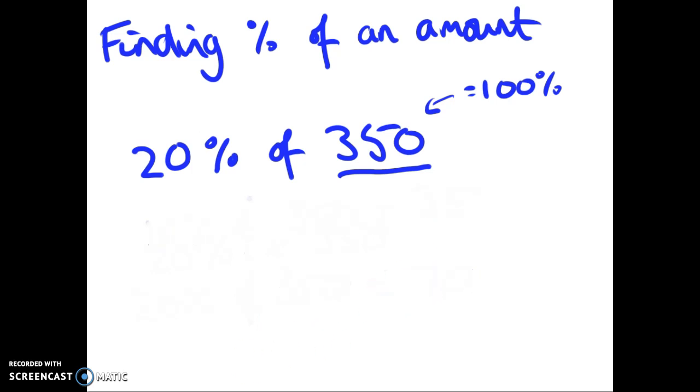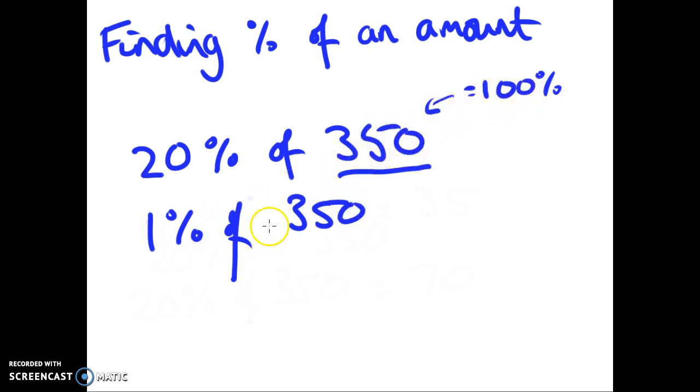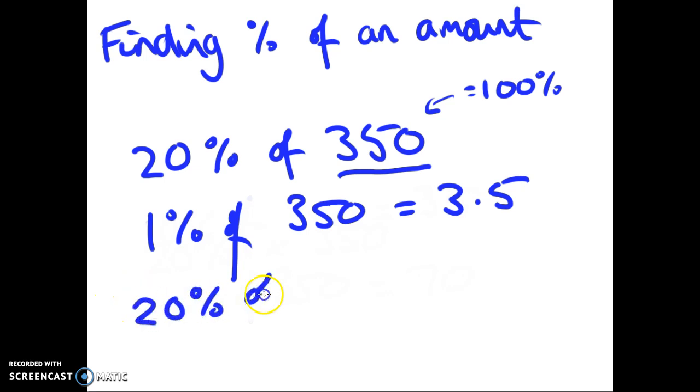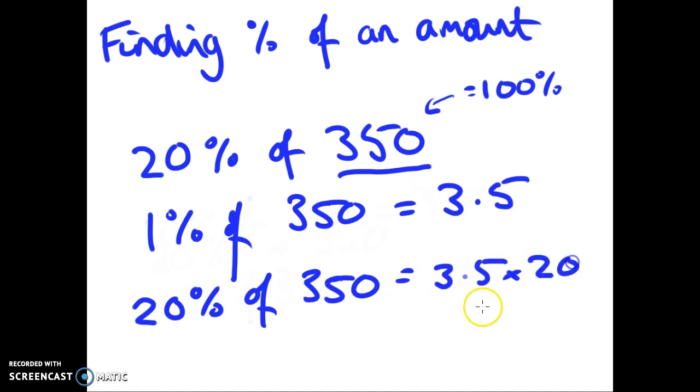The other way you could do it is, instead of going to 10% first of all, you find 1% of your total amount. So again, if 350 is 100%, it's the whole amount. To find 1%, we're going to need to divide this by 100. So we need to divide 350 by 100, which will give us 3.5. Then to find 20% of 350, we're going to go from 1% to 20%, we've times by 20. So we're going to need to do 3.5 times 20, which will give us the same answer of 70.